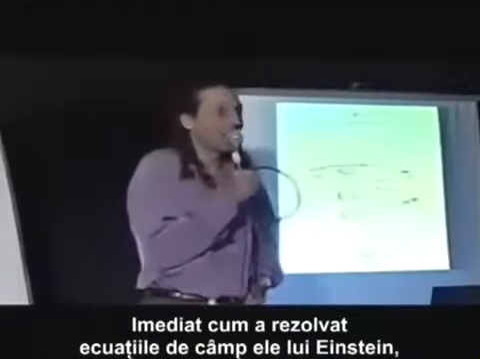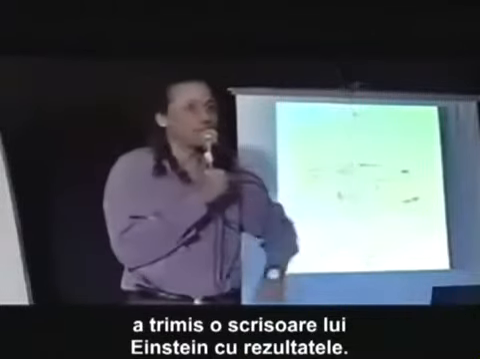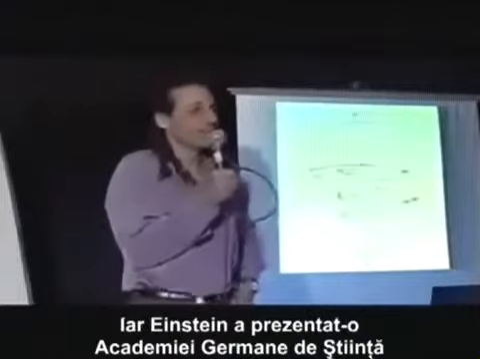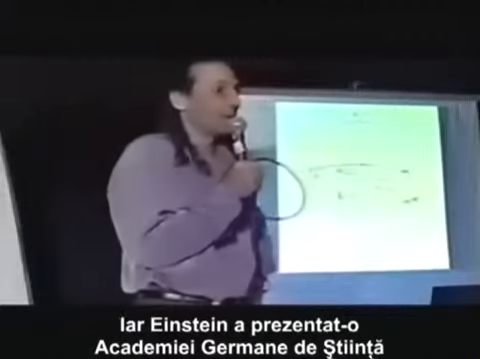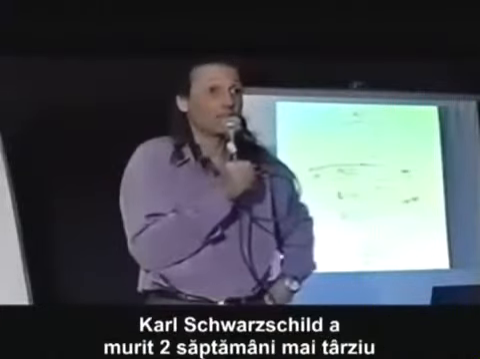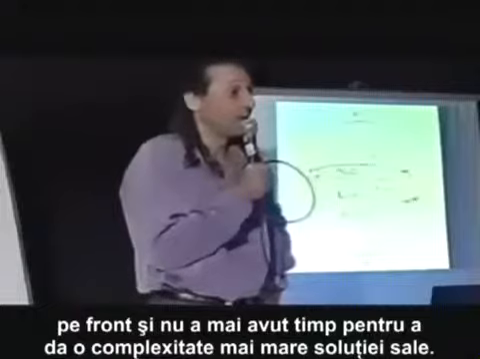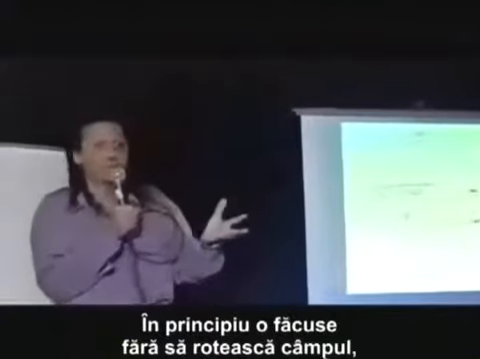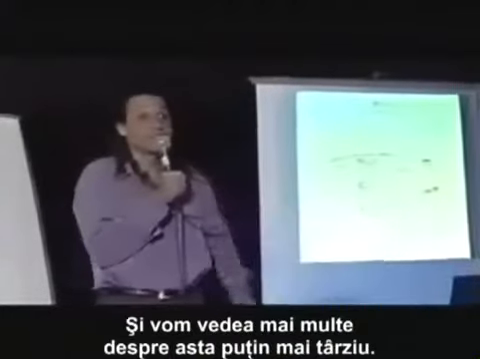As soon as he solved Einstein's field equation, he sent a paper to Einstein with the results. And Einstein presented it to the German Academy of Science, and it became the first solution to Einstein's field equation, which we still use today. Karl Schwarzschild died 2 weeks later on the front and never had time to give further complexity to his solution. Basically, he did it without rotating the field. At first, he was trying to estimate, so he didn't have a rotating metric. And we'll see a little bit more about that later.